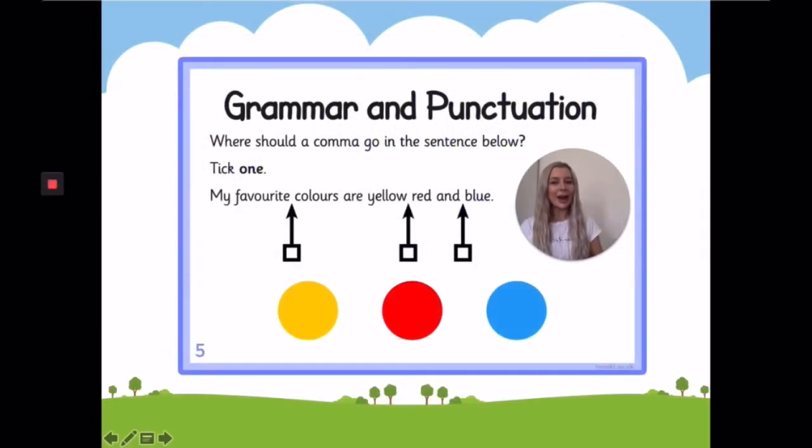Lastly, number 5. Where should the comma go in the sentence below? Tick 1: my favourite, comma, colours are yellow, red and blue. Is it my favourite colours are yellow, comma, red and blue? Or is it my favourite colours are yellow, red, comma, and blue? Have a think. Is it the first one, the second one, or the third one? Write number 1, 2, or 3.